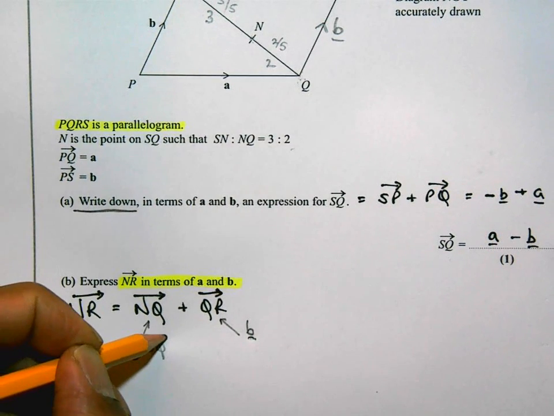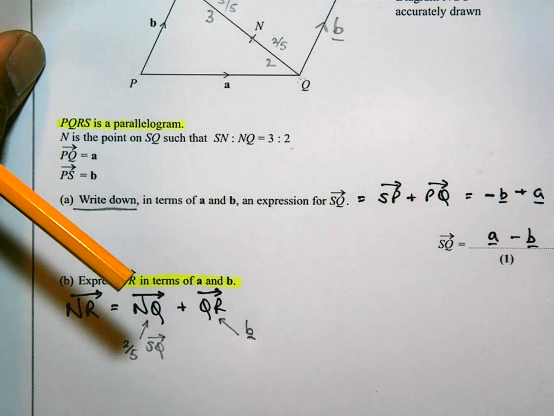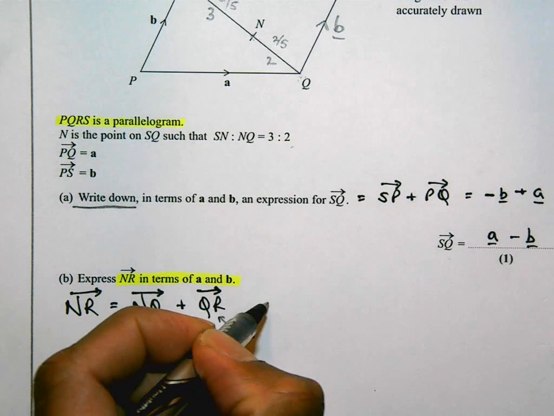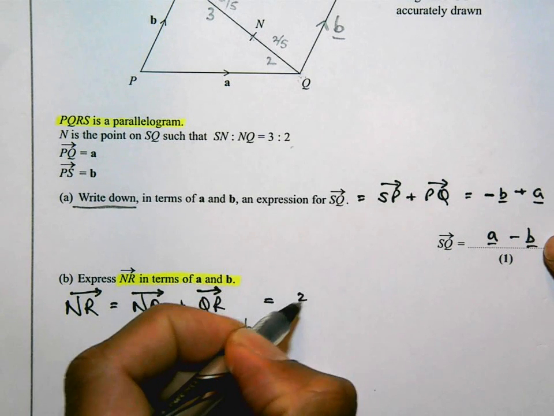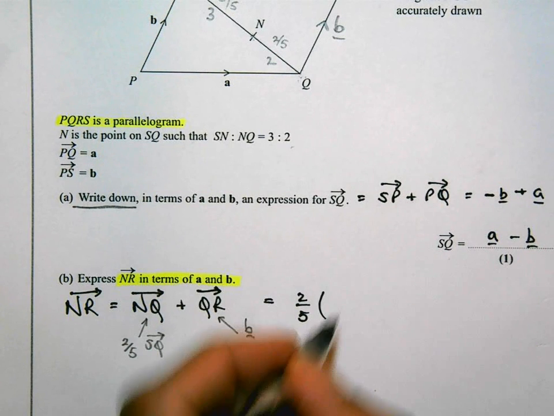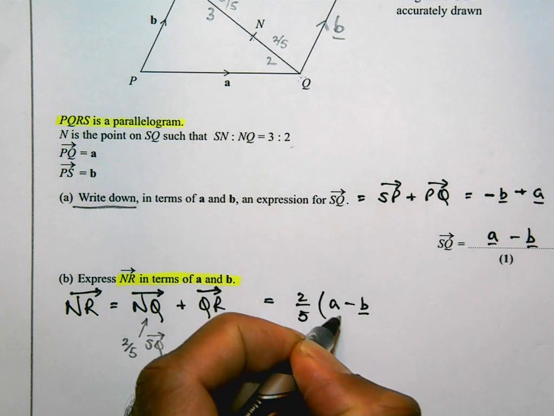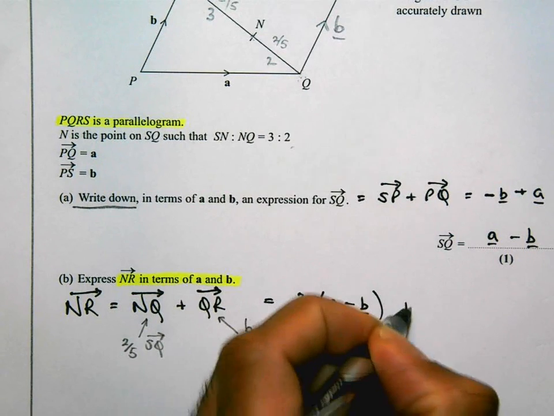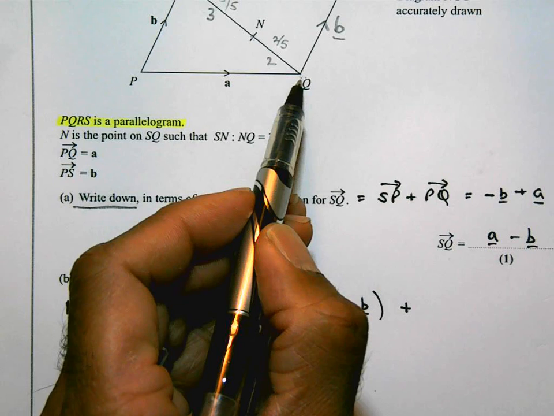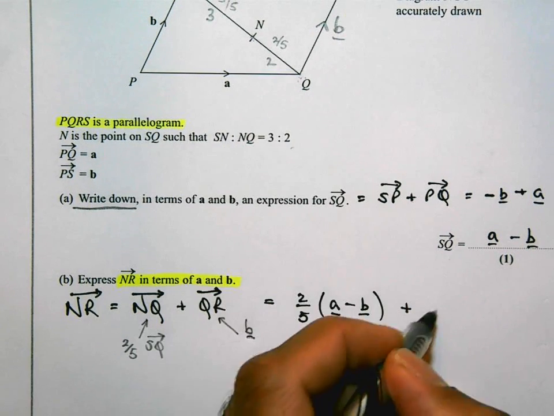Using that information, I can do the workings out and work out this 2/5 of SQ, and remember I said SQ was a minus b, and to that I'm going to add QR. So remember I want to go from N to Q, and then from Q all the way up to R. QR is b. And that's pretty much it.